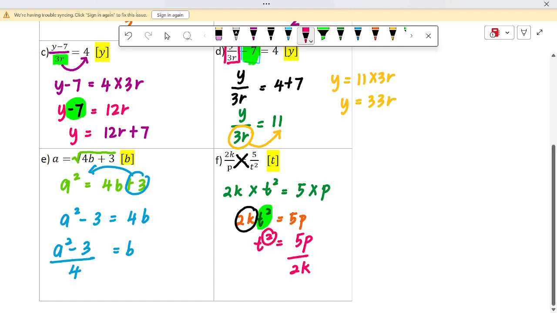Last step, power 2. When you shift your power 2, it will become root. So square root of 5b over 2k. Make sure the whole expression is under the root. If you put your answer in another form, it will be wrong. Okay, so that's all for algebraic formula. It's very simple. You just have to follow your rules of plus, minus, times, divide, and power.